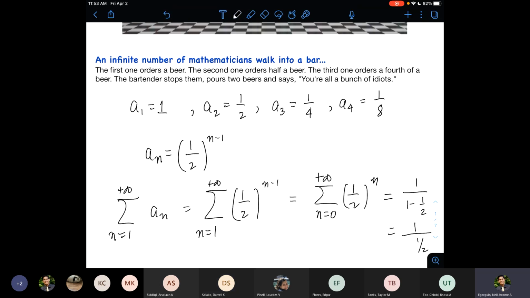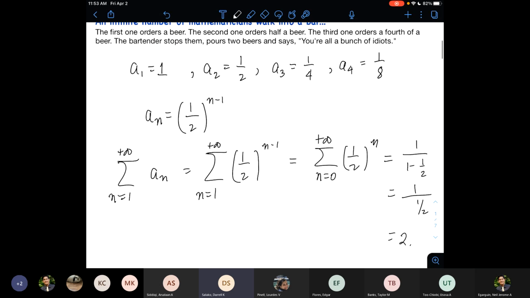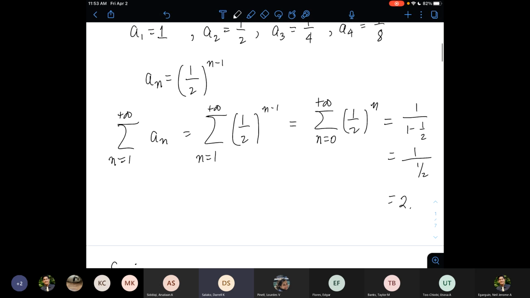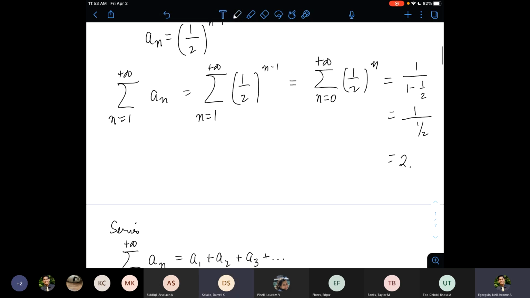Okay. And then my second question was, could you re-explain how you got 2 from the 1/2 to the power of n? Oh, okay. How I got this sum here? Yes. Well, there's a theorem about geometric series. If your series is of the form sum of a times r to the n, going from 0 to infinity, this is equal to a over 1 minus r.